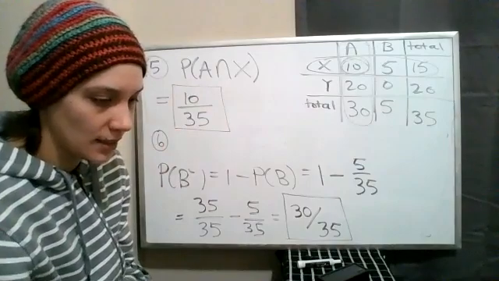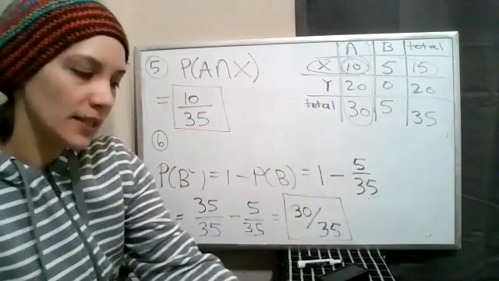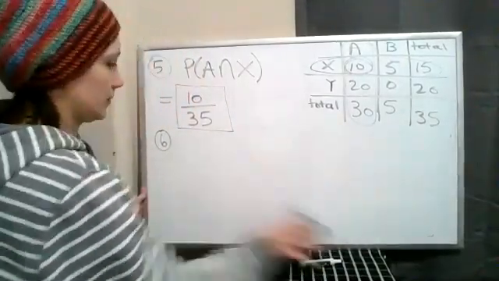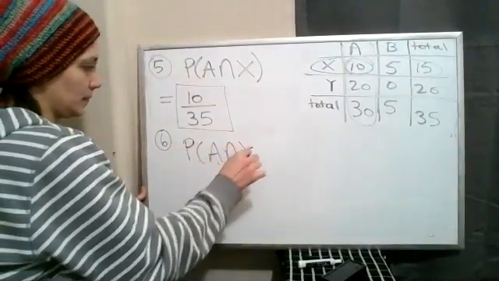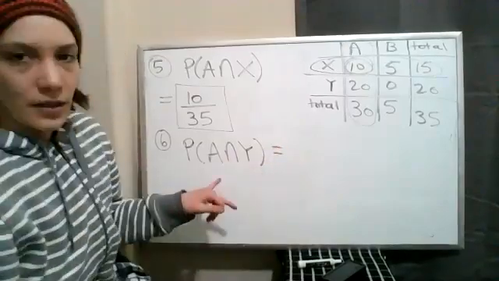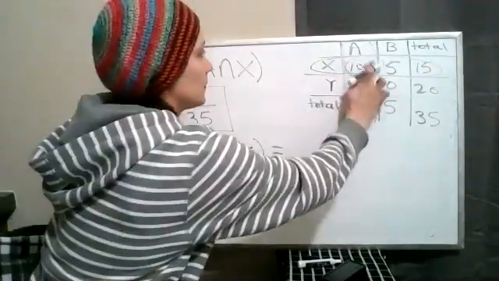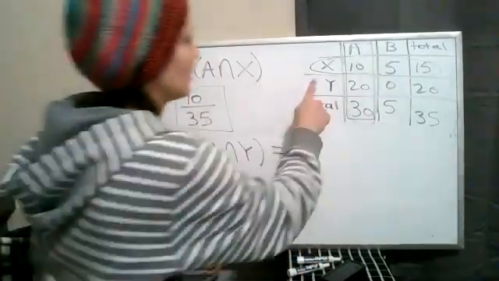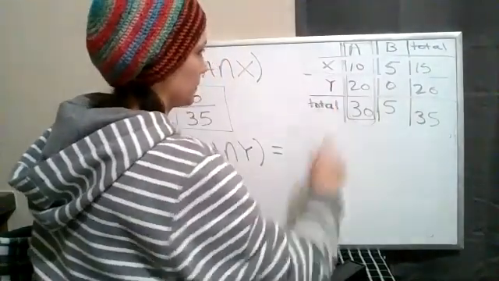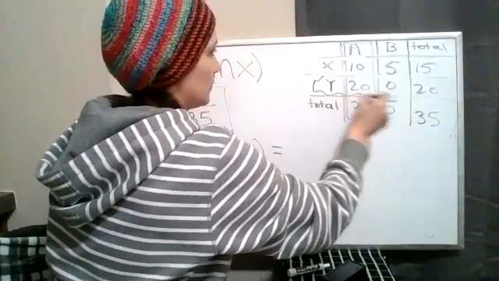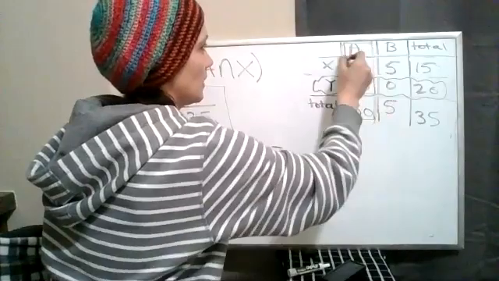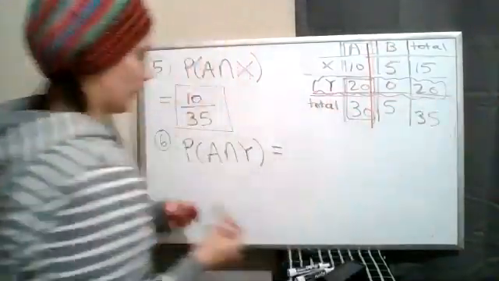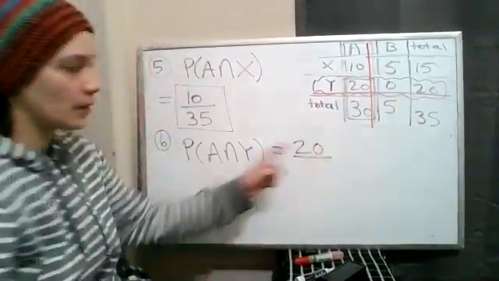Cool. Find, next page. The probability of A intersect Y. So this time you find your set A. And then where it overlaps with Y. So this time we're looking at 20. And then for probabilities, you take that number, divide by the total, which is 35.